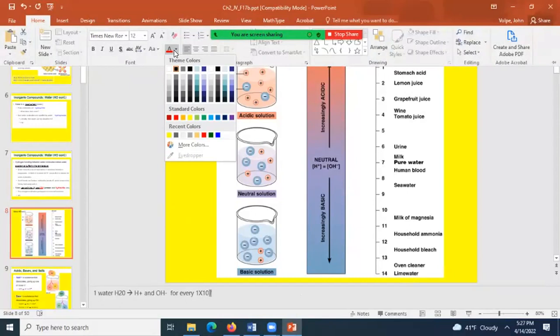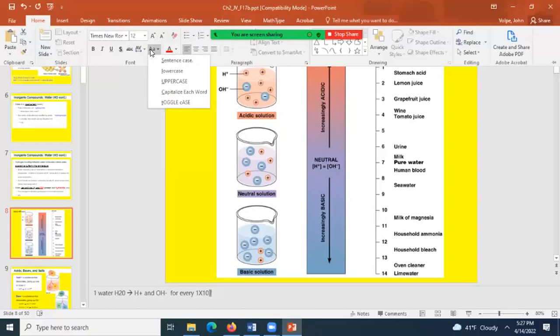That's color, don't want that. Anyways, that's 10 to the 7th power. And I don't see how I can superscript this, so we'll just leave it there. Maybe that's it there.